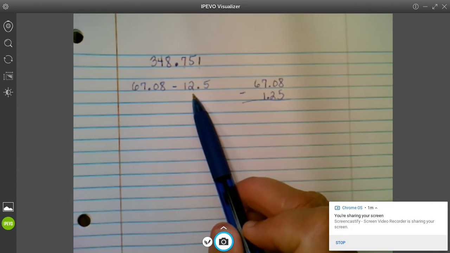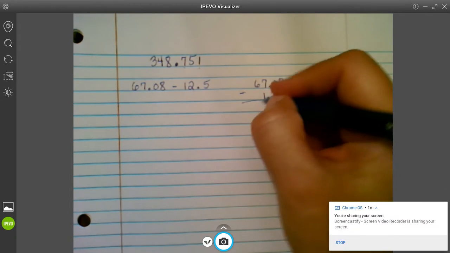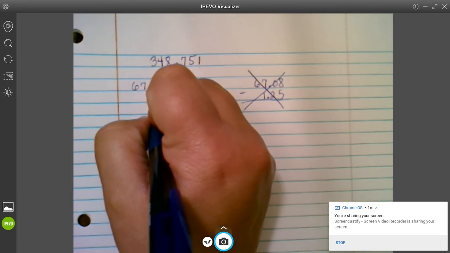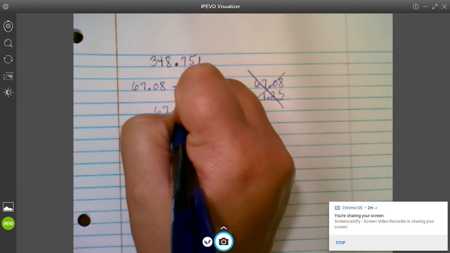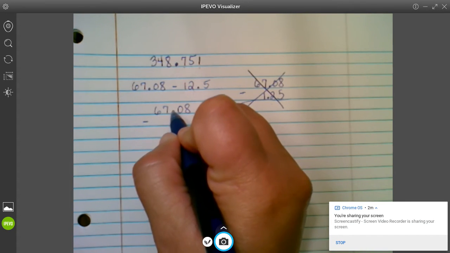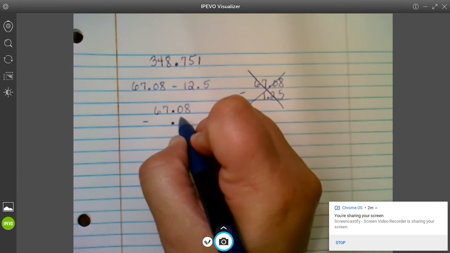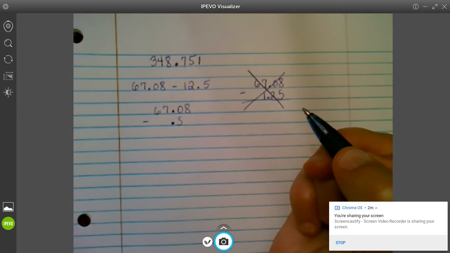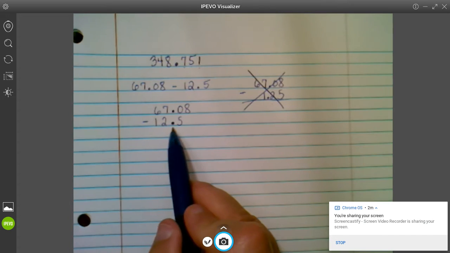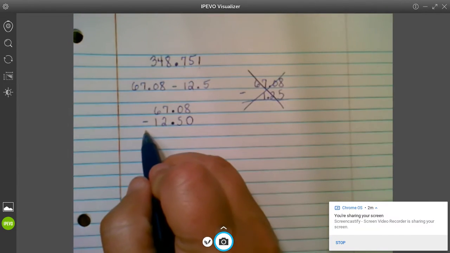This number is 12 and 5 tenths, and this number is 1 and 25 hundredths. So that is not correct. The correct way you would write it, 67 and 8 hundredths minus, go ahead and write your decimal point down, and then fill in your numbers around it. So I have one place behind the decimal, a 5, and then I have a 2 and a 1. So that's 12 and 5 tenths. Now I need to put my 0 here to fill that placeholder.